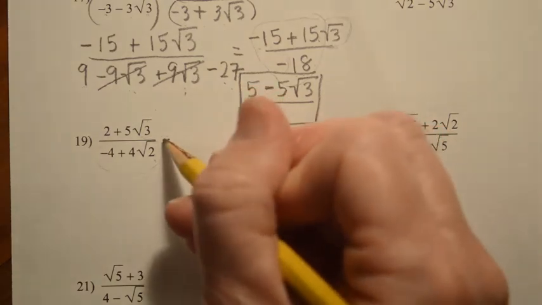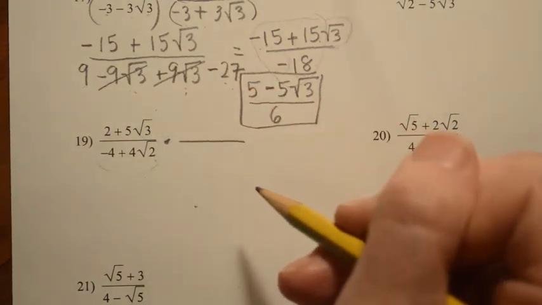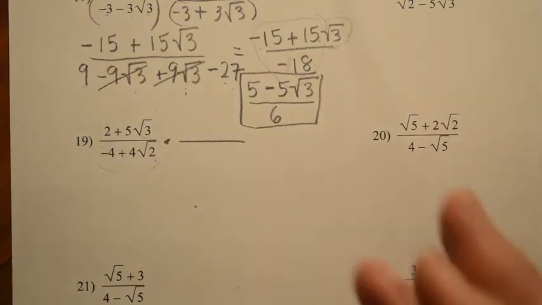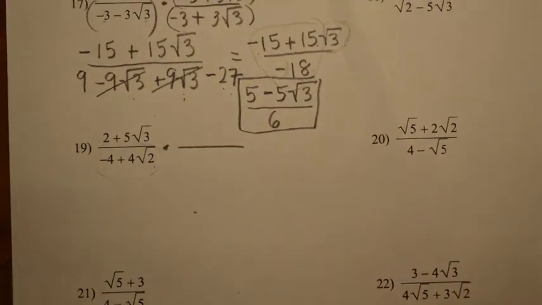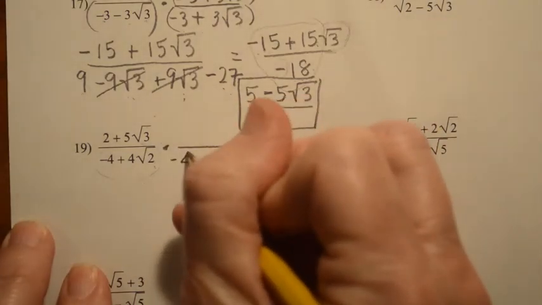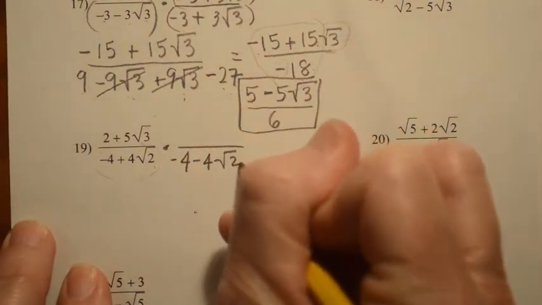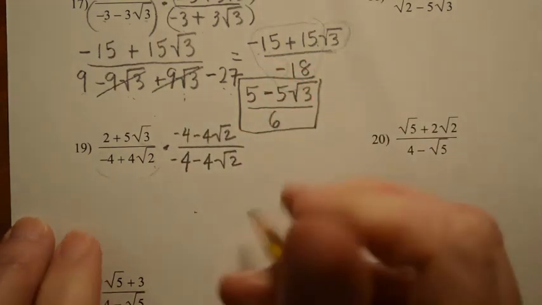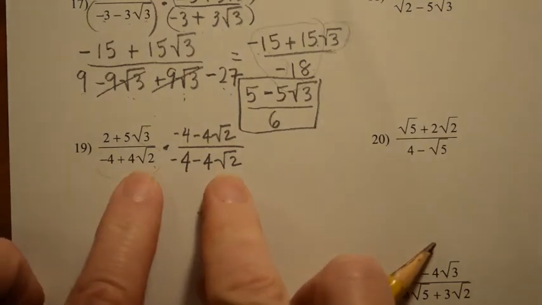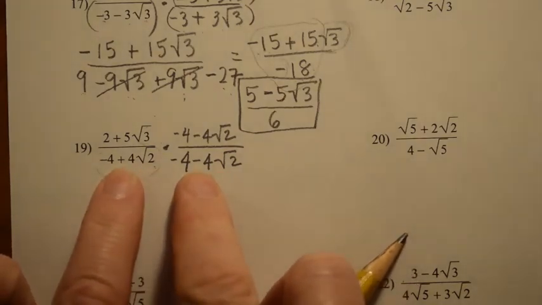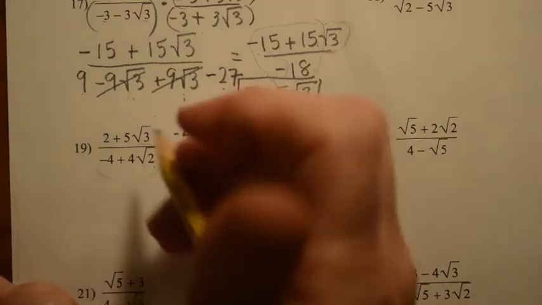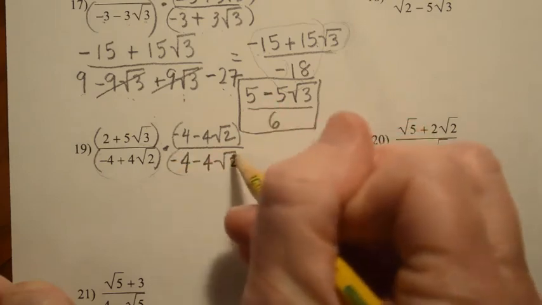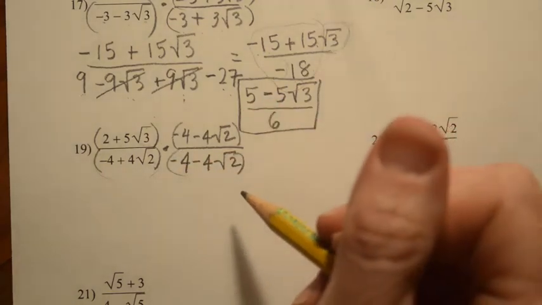All right, so think about, based on what we did in the last two problems, what would you multiply top and bottom by? All right, hopefully you said negative 4 minus 4 root 2. Negative 4 minus 4 root 2. Again, the negative 4 stays the same. The 4 root 2 stays the same. It's just that sign in the middle that changes. Put parentheses around all your binomials so that you remember that you are doing FOIL or distributing.